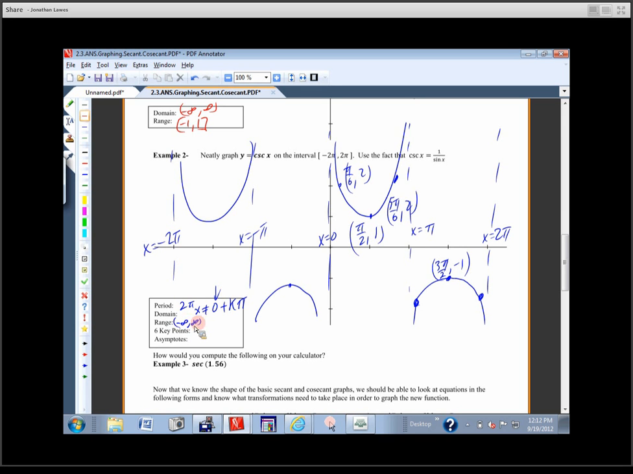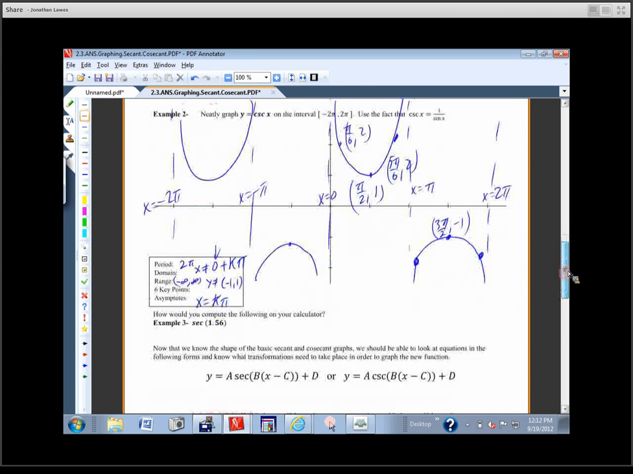Negative infinity to infinity, all the y's except for the stuff in between negative 1 and 1, just like it was before. This should look familiar, right? It's the same shape, it's just been moved over. And then the asymptotes, we'd write down that list again. I'll write k pi. Any questions? Sure? Okay, grab your calculator then. Those are the basic shapes.